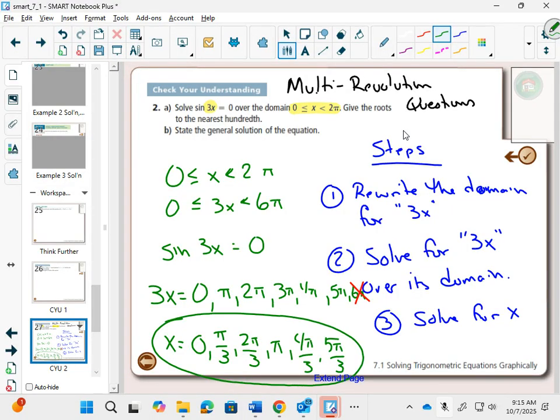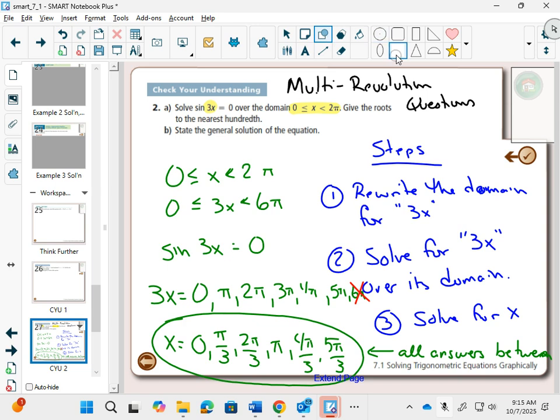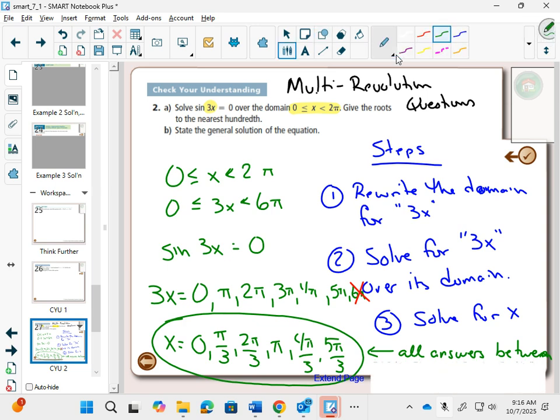And notice all of our answers now are between 0 and 2 pi. Our answers are exactly what we wanted originally. They're all between 0 and 2 pi. But we ended up with 6 answers.